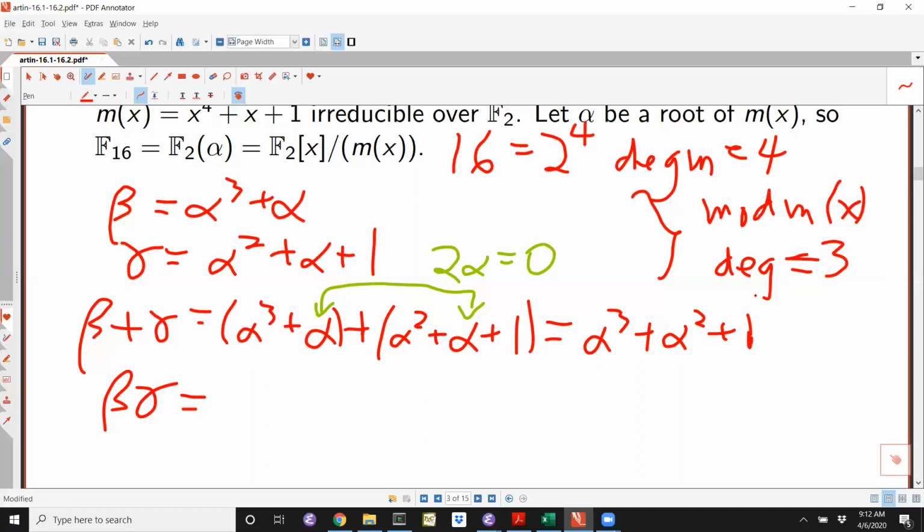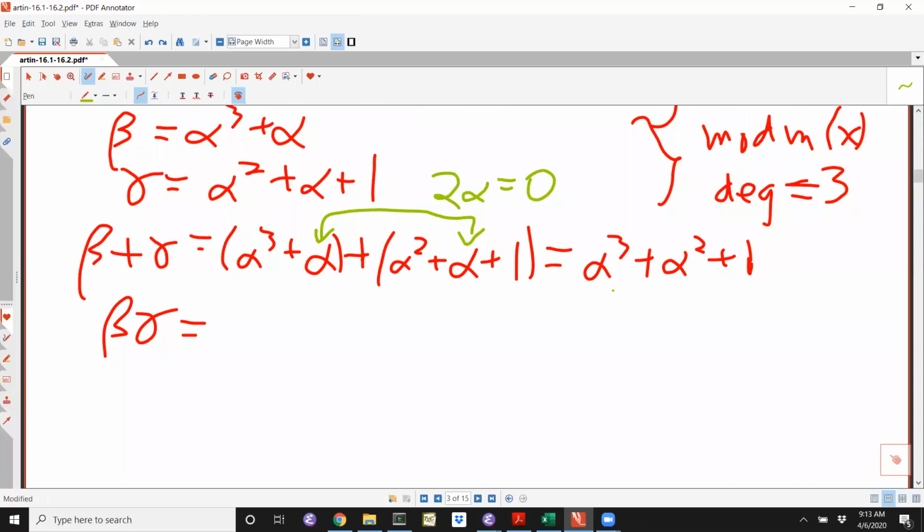So the multiplication is where things get a little more interesting. I feel like I've done this before, but never mind. I'm just going to do it again, probably because it took me so long to learn this that I feel like I want to keep repeating it.